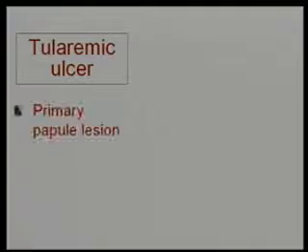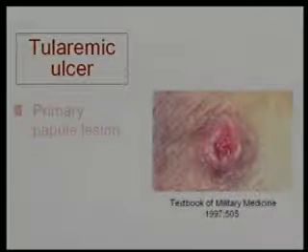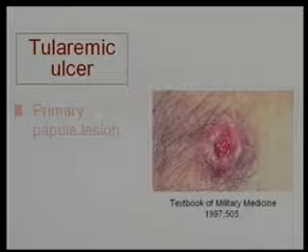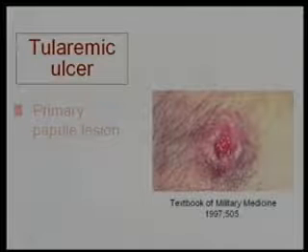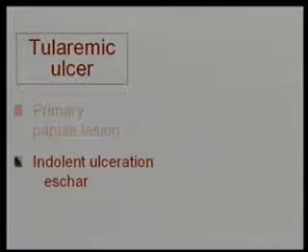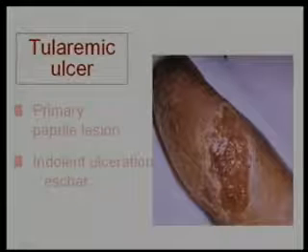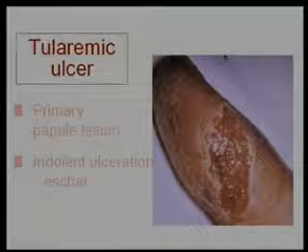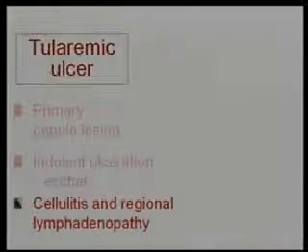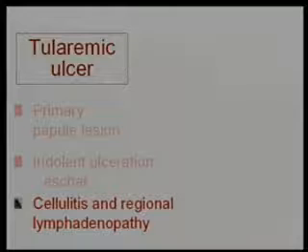Here are its primary lesions. It has papules and redness and not so much swelling. Papular lesion, as you can see here. That's obviously a skin lesion. Indolent ulceration and eschar. Eschar is discoloring of the skin around it. And here is an example, with a sort of bluish tinge to it. Okay, cellulitis, inflammation of the muscles, and regional lymphadenopathy.